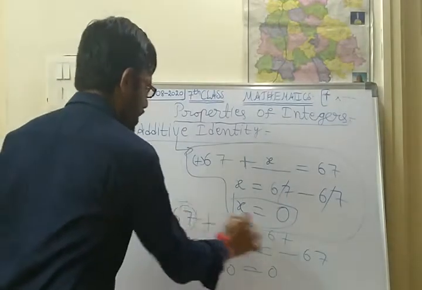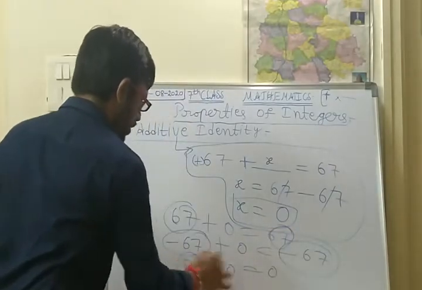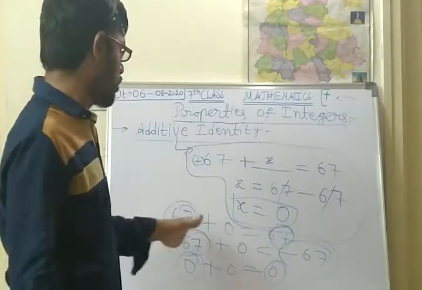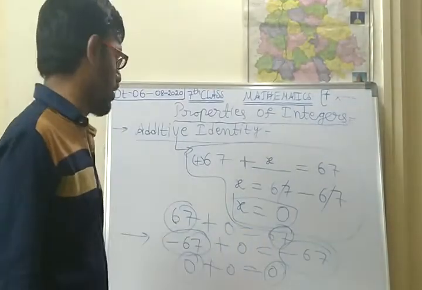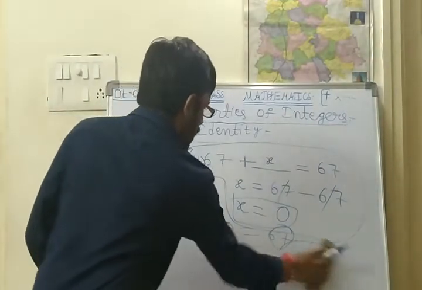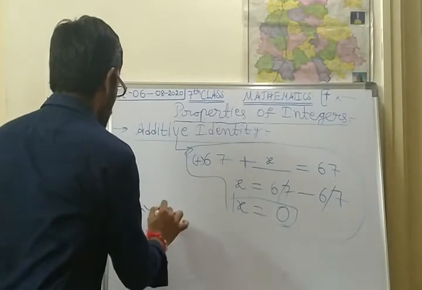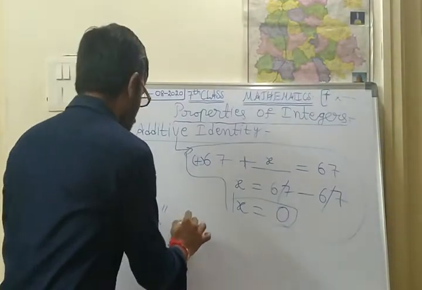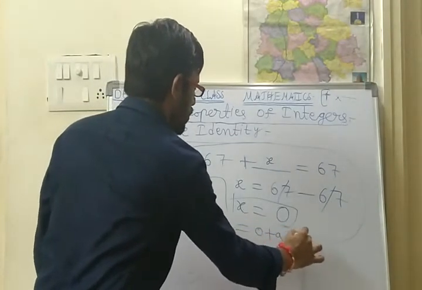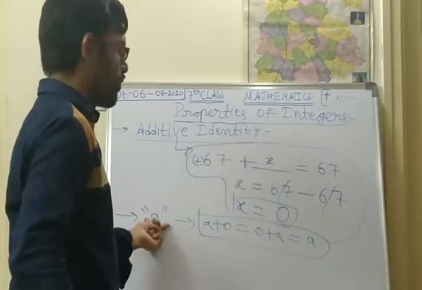So here 67, 67, minus 67, minus 67, 0, 0. That means in these three cases the answer is the same as the original number. So in general, if a is any integer, then a plus 0 is equal to 0 plus a, which is equal to a only. In these two cases the result will be a only.